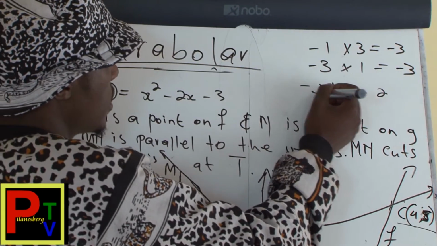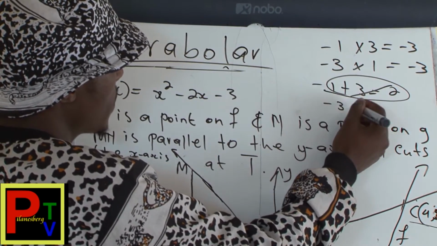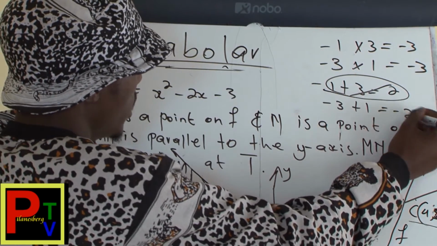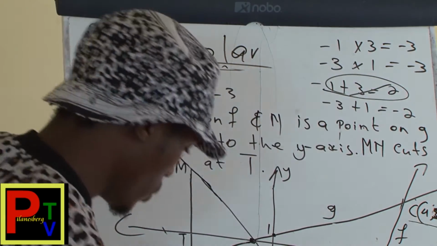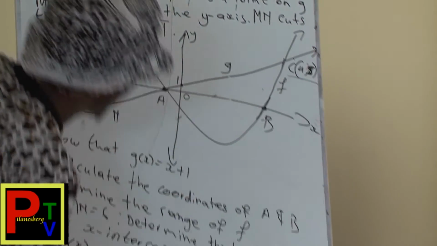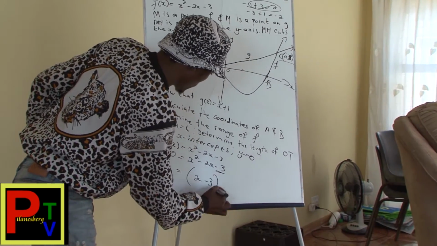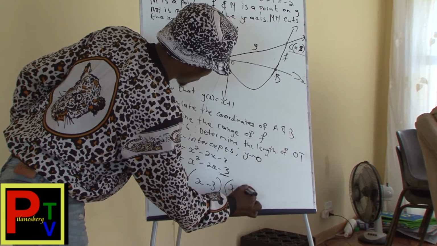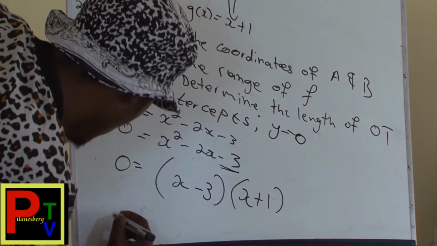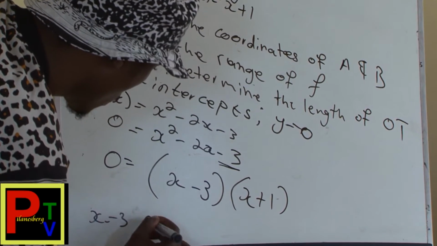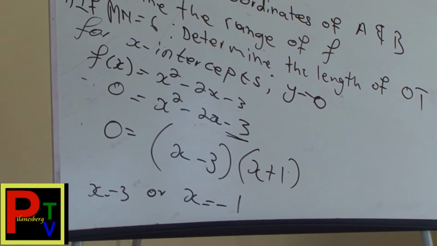Then you come on this one. It means this one is cancelled. We cancel it. We come to this one. Negative 3 plus 1 is equal to negative 2. Therefore, it means these are the factors now. We factorize our x: the factors are x minus 3 and x plus 1, and it's equal to 0. Therefore, our x is equal to 3, or x is equal to negative 1.